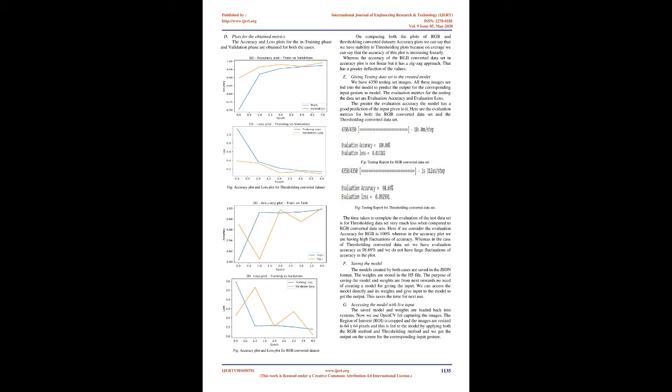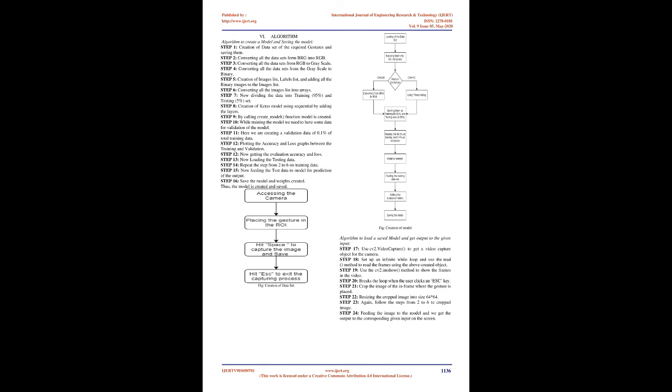In the case of RGB converted images, the total time taken for completion of the process is 56 minutes. On average each epoch took 11.2 minutes to complete. Fig. Training and validation report for RGB converted images. In the case of thresholding converted images, the total time taken for completion of the process is 3.7 minutes. On average each epoch took 44.6 seconds to complete.